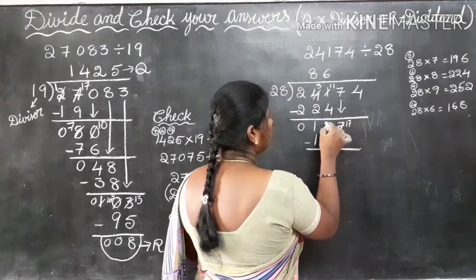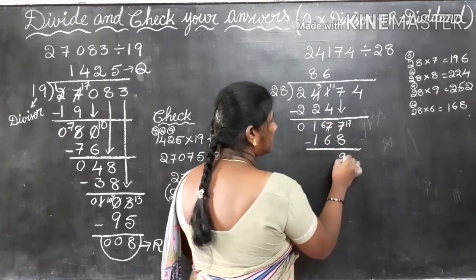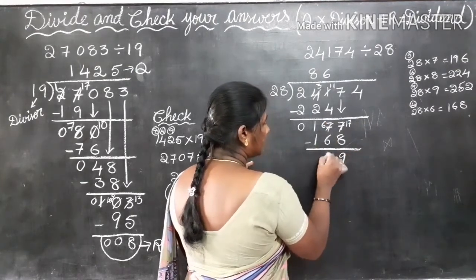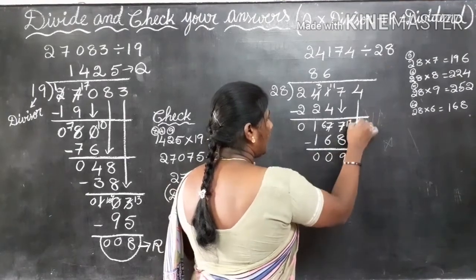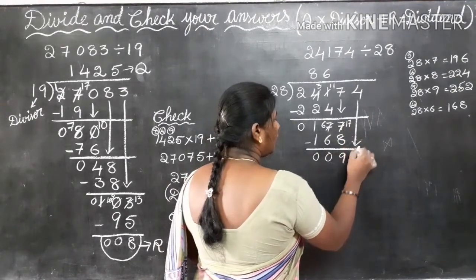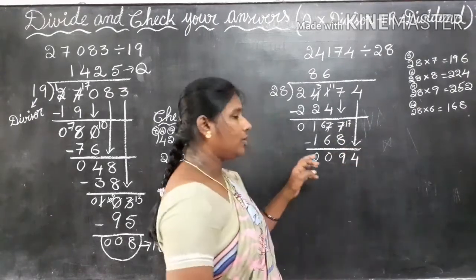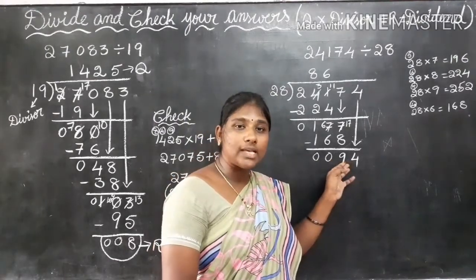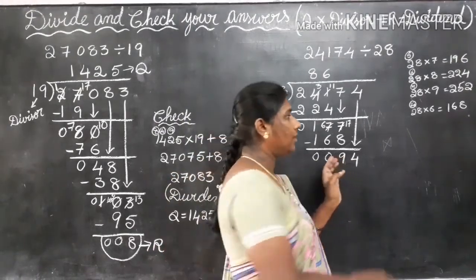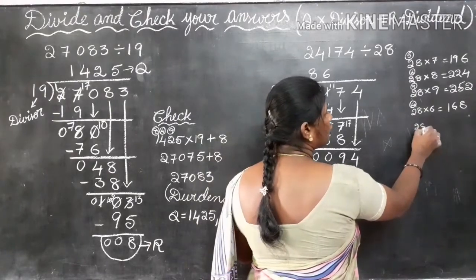17. Here 6. 17 minus 8, 9. 6 minus 6, 0. 1 minus 1, 0. Again here 4, 94. 28 table: 28 2s are 56. 28 3s are how much?